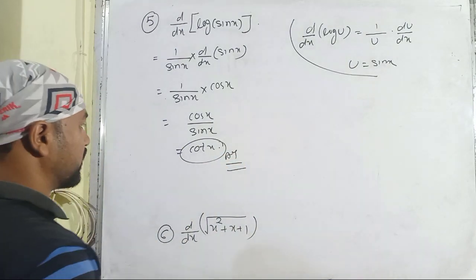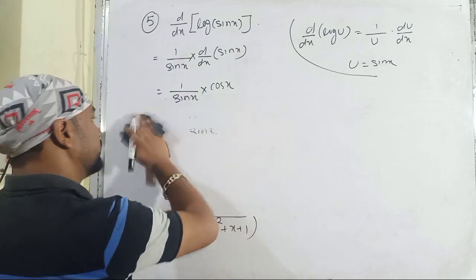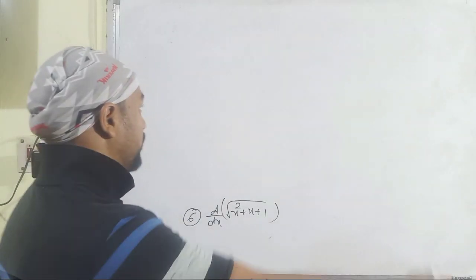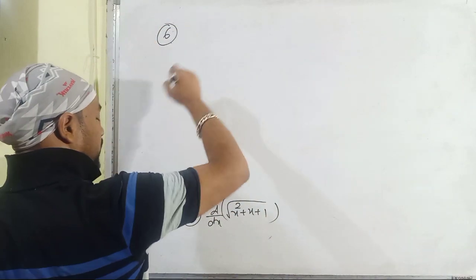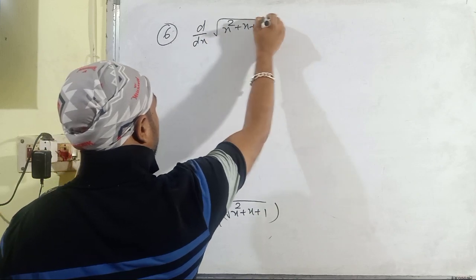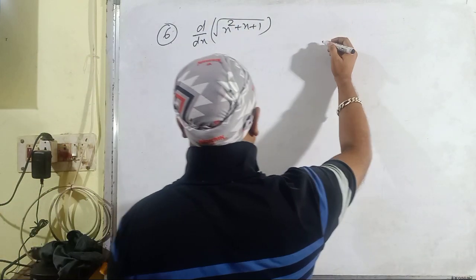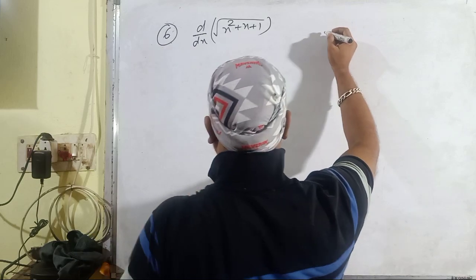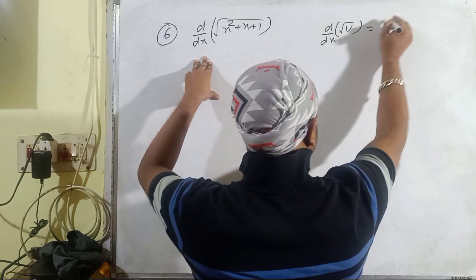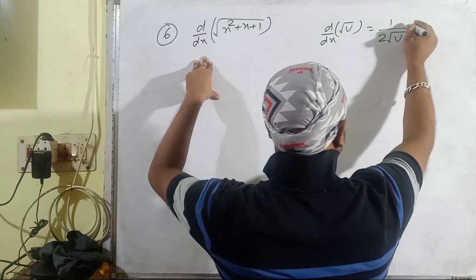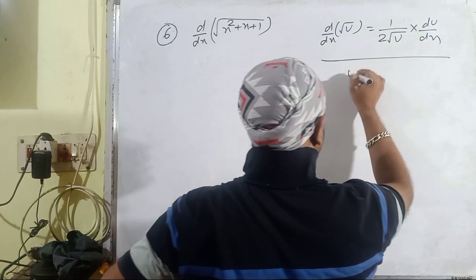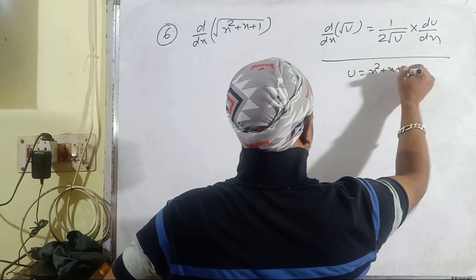Then moving to number 6. Let us go through problem number 6. So here is problem number 6, differentiation of square root of x square plus x plus 1. First of all, we have to go through the corresponding formula for this problem. It is differentiation of square root of u with respect to x, and it is 1 upon 2 multiplied with the square root of u multiplied with the differentiation of u with respect to x, and here u is equal to x square plus x plus 1.